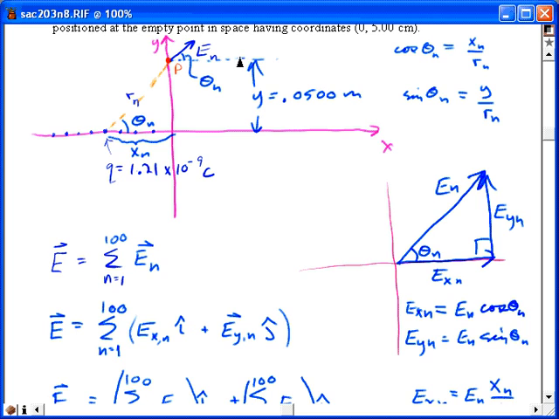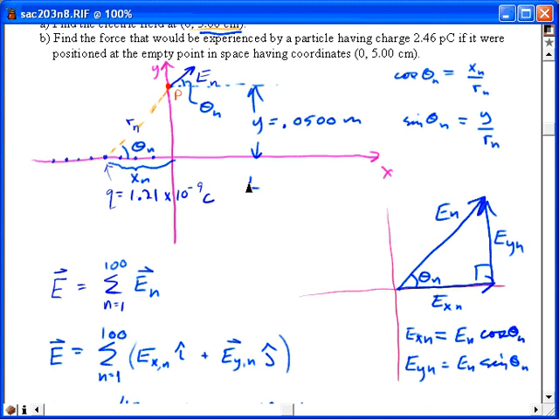E sub n itself, we need that. E sub n, from your formula sheet in general, E due to a point charge is kQ over r squared. And in this case, the only thing that changes is I've got r sub n. So I need this expression for the magnitude of the electric field due to an arbitrary charged particle at a distance x sub n.